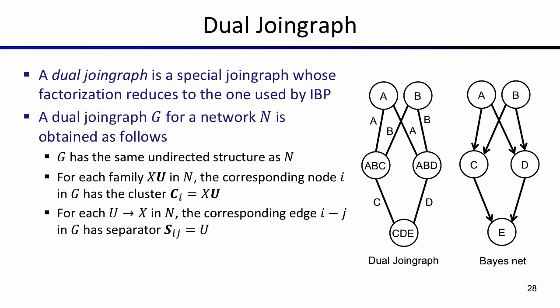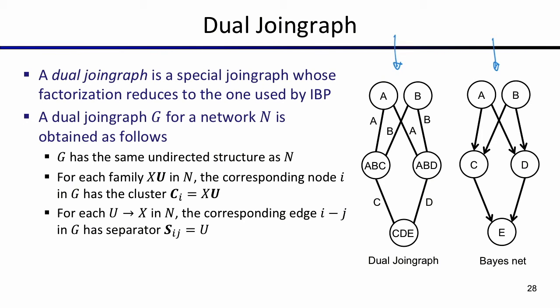So there is one special join graph that we call the dual join graph, and this join graph produces the factorization that is used by the iterative belief propagation algorithm when we do inference over a network that is not a polytree, right? So for instance, here we have a network that's not a polytree, and this is the dual join graph that is created from it.